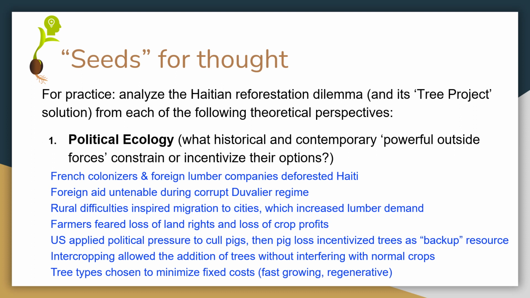The tree types chosen minimized fixed costs related to the time between when the tree is planted and when it can be harvested, and that regenerative capacity of trees, so it's not one and done. It's this renewable resource. And I've run out of room, but perhaps you brainstormed additional relationships between this political ecology theoretical perspective and the example featured in this case study.